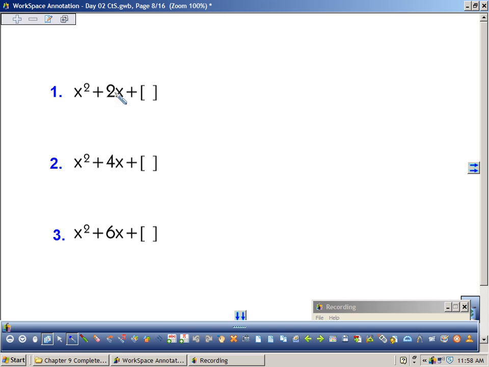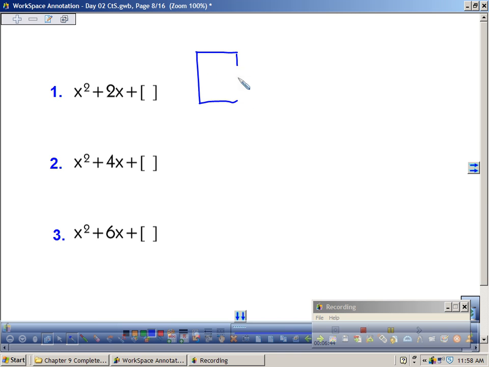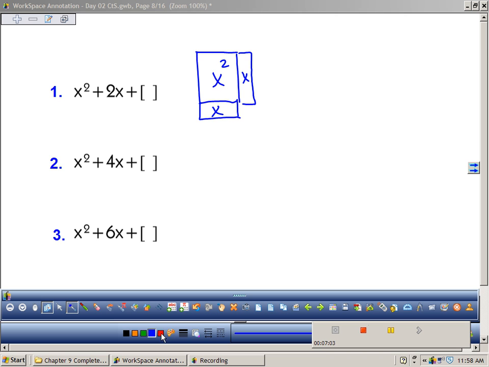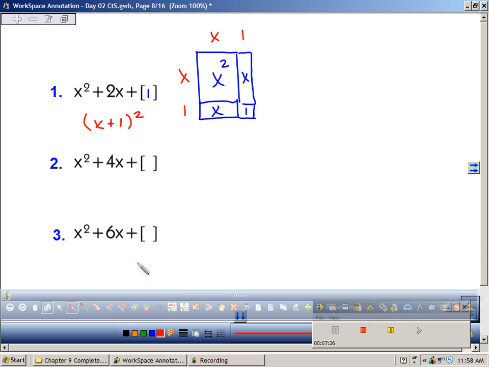If I were to use algebra tiles to display this problem, I'd put an x squared here, right? How could I display two x's? Where would you put those? So I'd put one here. Where would the other one go? You'd put it here, under it. And if I were to complete the square, I would have a 1 right there. See that? I just completed the square. X times X, 1 times 1. So this is actually x plus 1 squared.